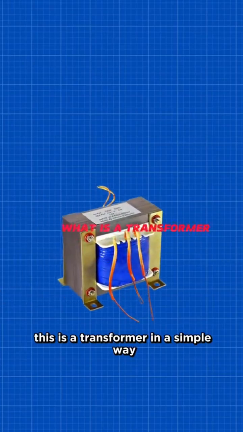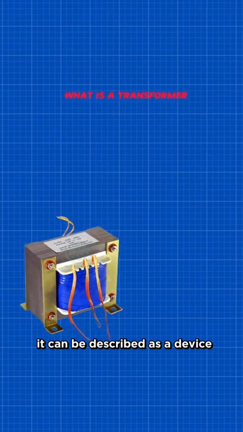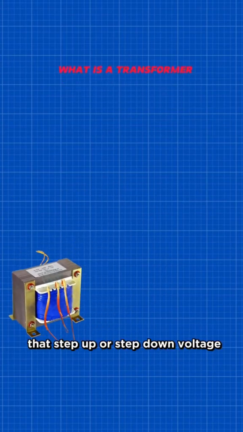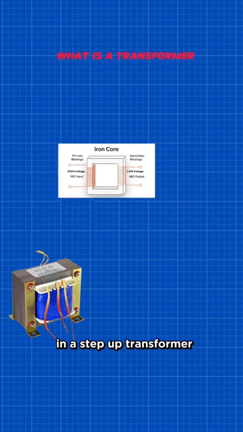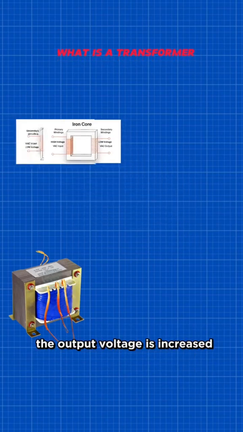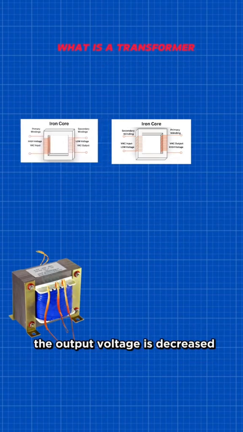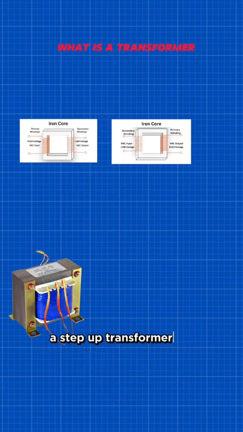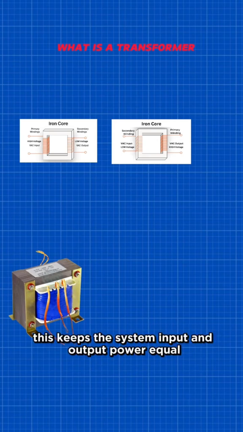This is a transformer. In a simple way, it can be described as a device that steps up or steps down voltage. In a step-up transformer, the output voltage is increased, and in a step-down transformer, the output voltage is decreased. A step-up transformer will decrease the output current. A step-down transformer will increase it. This keeps the system input and output power equal.